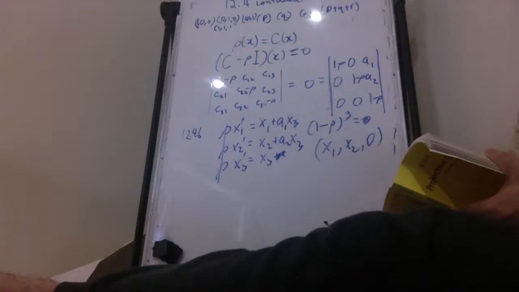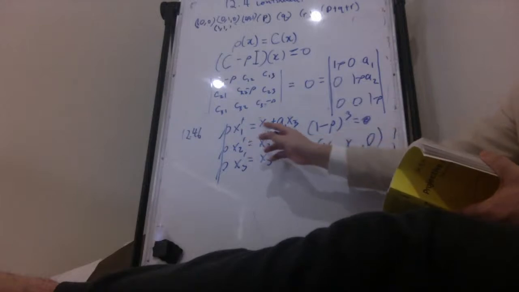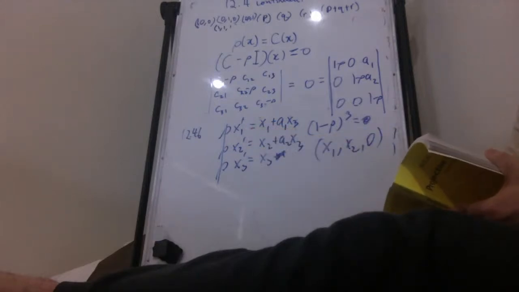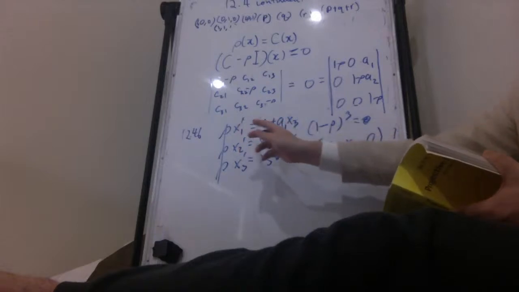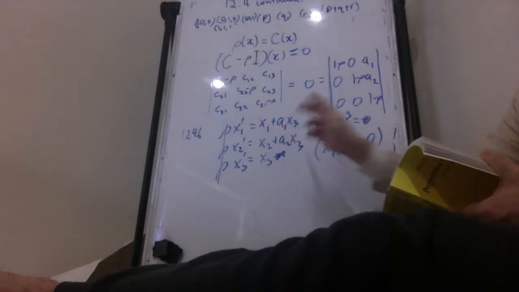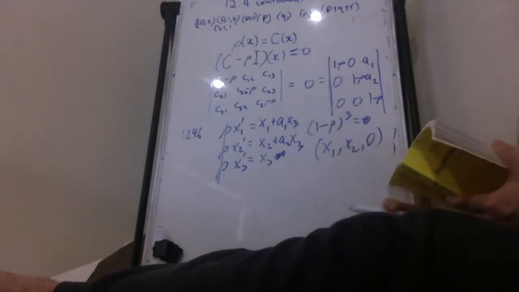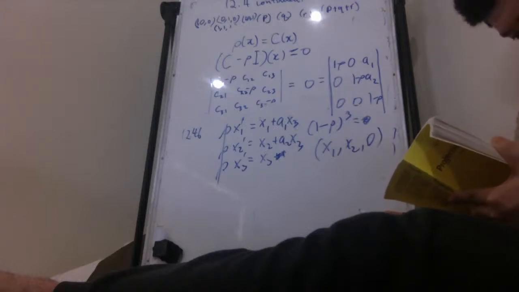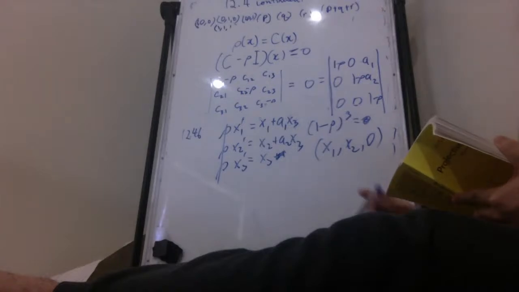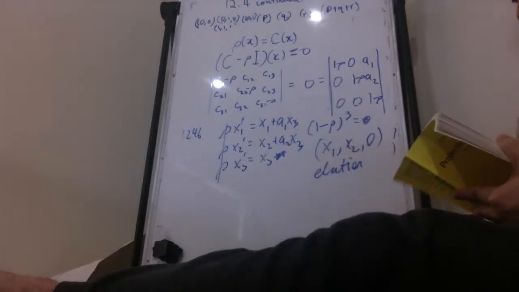Let's see, if you wanted something invariant, right? If x1 equals x1 prime, it's saying that there's no rho that could work, so it has to be 1. So if they're equal, and that's not 0, then x3 has to be 0, okay? So this is the only invariant point. So then it must be an elation, right? So elation just means there's nothing invariant off the axis.